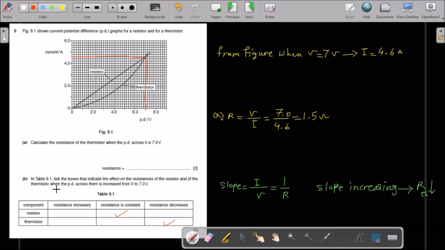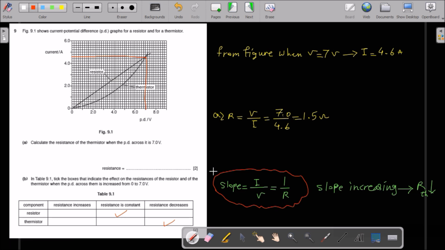That's why resistance is constant. Why? Because the slope of this figure is equal to I divided by V, which is equal to 1 over R. So what does it mean? It means when the slope is constant, R is constant.